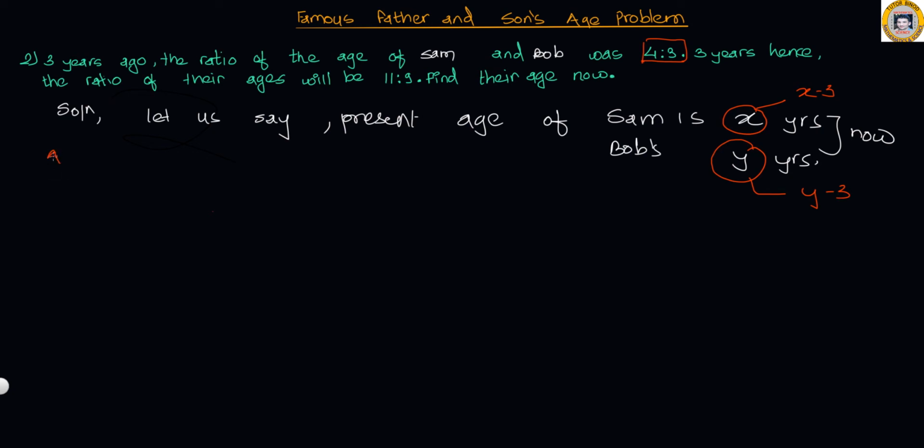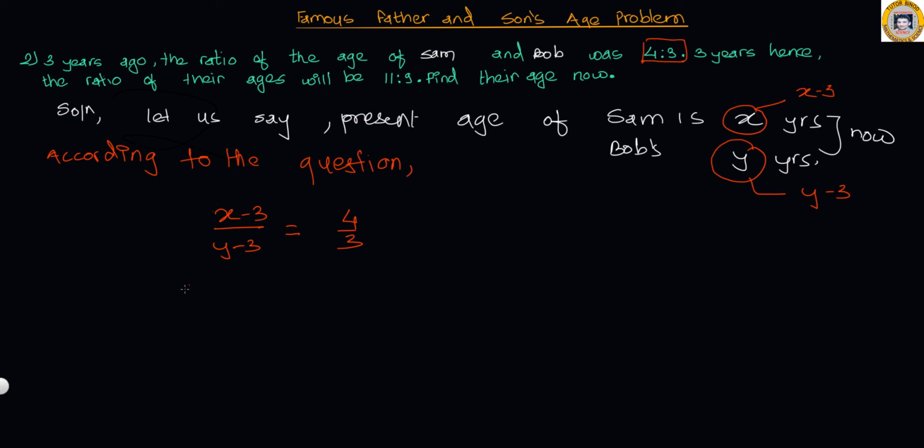So I can write according to the question, (x minus 3) over (y minus 3) must be equal to 4/3, because the ratio of the age of Sam and Bob is 4:3, which is equivalent to 4/3, 3 years ago. So 3 years ago Sam would be x minus 3 because now Sam is x. Similarly, Bob will be y minus 3 years. So the ratio must be equal to this. This is the algebraic representation of the words written in this sentence. I hope you got it.